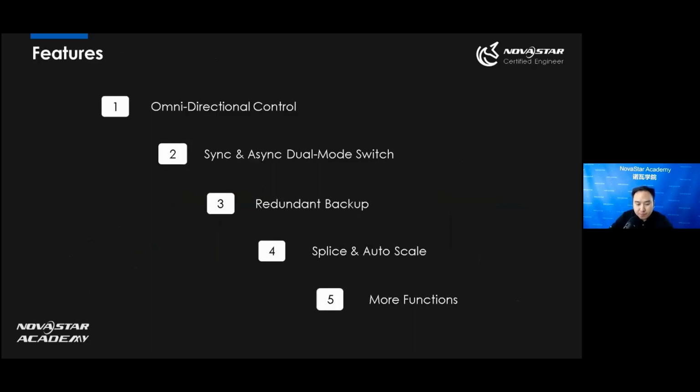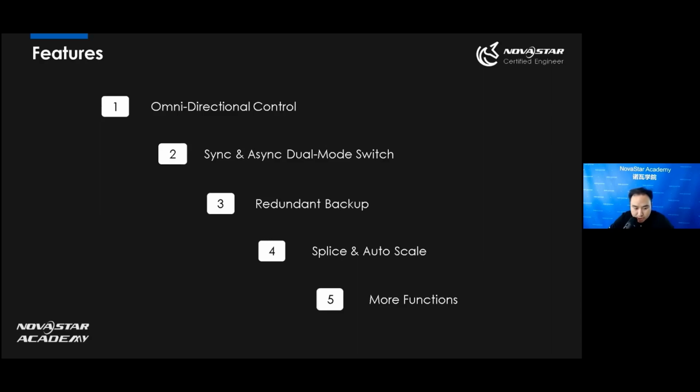Here we list some useful features of the Taurus series cards. The first one is omnidirectional control, which means you can control the Taurus series card with the Ethernet cable or the Wi-Fi or the 4G mode. The second one is the SIG and ASIC dual mode switch, which means the Taurus series cards can support SIG and ASIC. SIG means it can support the HDMI input, and ASIC mode means it can display the internal video or image.